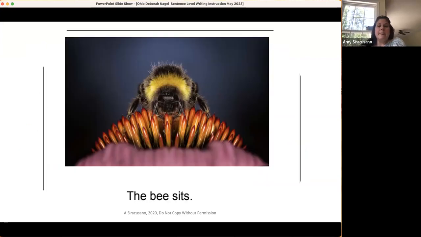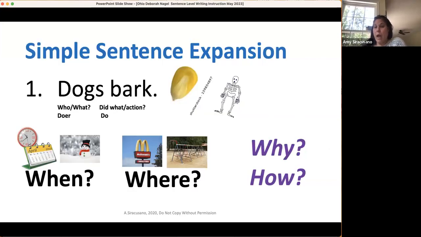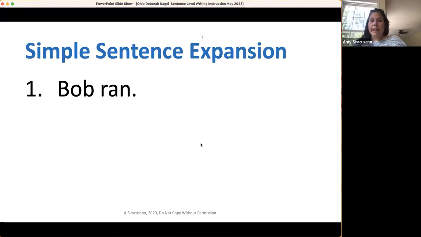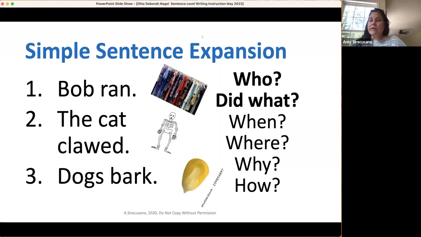And we could even give kids an image so that if they can't think of where, right? I have the bee sits, they don't have background knowledge. So I give them an image and I say, where does the bee sit? And they tell me on the flower, right? Because they have that image. So that can help them. And so very slowly, I can add in these question words to get kids to learn to expand these sentences.